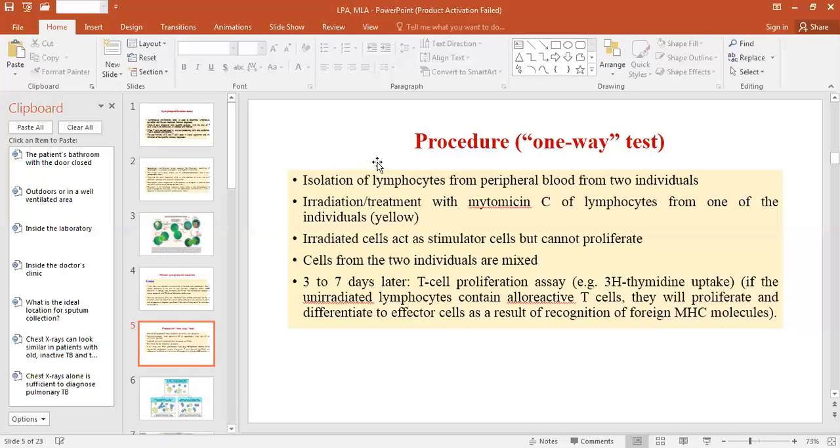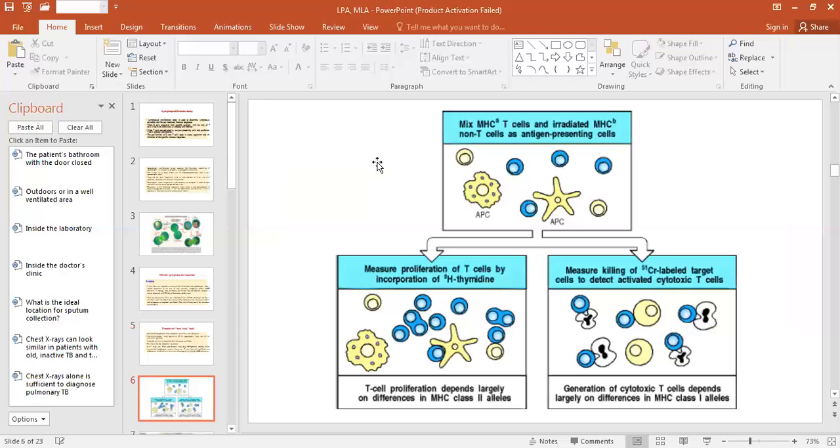So here in this test you can see that the irradiated cells are not proliferated, but the unirradiated cells are proliferated. So generation of cytotoxic T cells depends largely on differences in MHC class 1 alleles, means allogeneic MHC1.